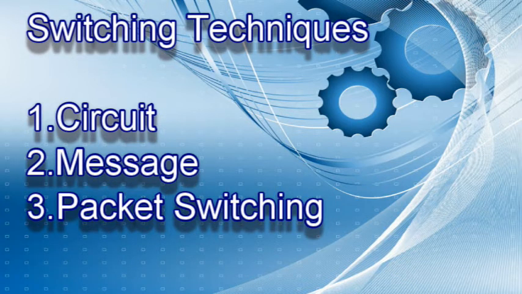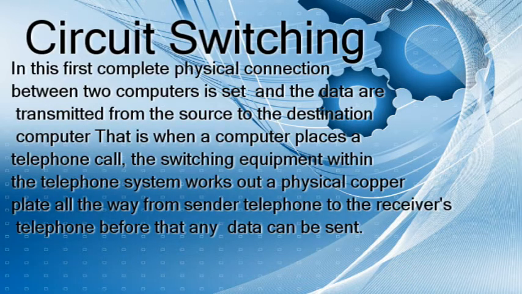Number one comes circuit switching. Whenever I'm talking about circuit switching, what happens? First of all, there is a physical connection between two computers: the source computer, from where the data is to be transmitted, and the destination computer, where the data is to be received.